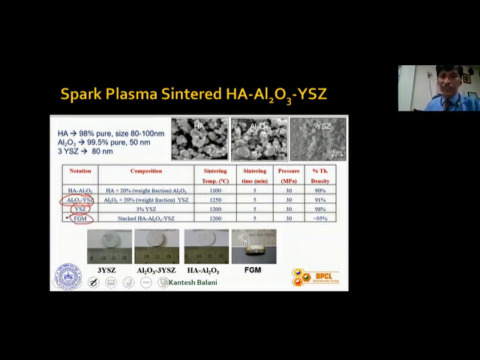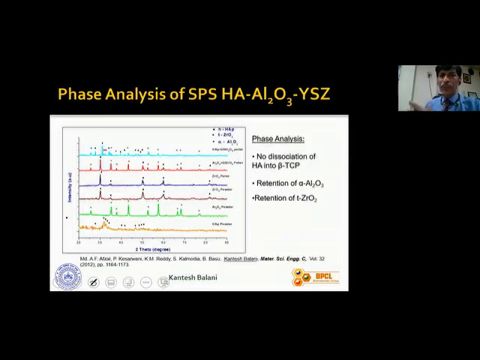This functionally graded material, we could make it as a stack, and with some optimized conditions, we went through phase analysis again. We did not want any tricalcium phosphate, and that we could attain in SPS. We could also get the retained tetragonal zirconia phase, because I want the transformation to happen to the monoclinic phase with enhanced toughening. So that part I'm able to retain. I'm able to retain tetragonal zirconia in the system.